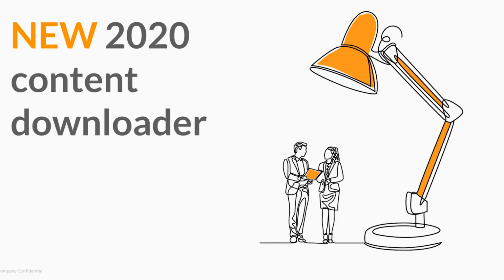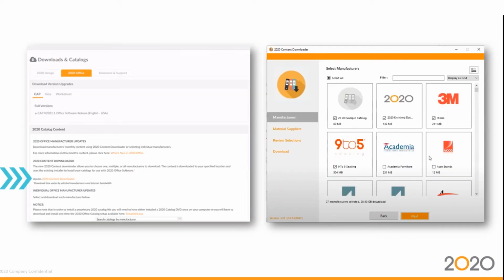And that update really will give you a ton of flexibility as you are getting ready to download your catalogs as you need them. So first of all, when you log into your 2020 account, you'll be able to access your content downloader that way. The first step, it will ask you to log in. That's a little bit different than today. But then once you're logged in, you'll be able to actually go through and select your manufacturers that you want to download.